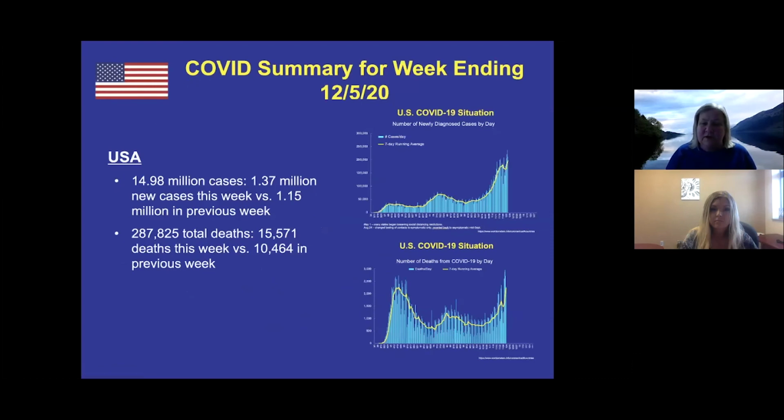The US, this is where we get into the ugly part of things. There have been close to 15 million cases, 1.37 million new cases this week, compared to 1.15 million in the previous week. There have been 287,000 total deaths, 15,000 this past week, compared to 10,000 in the previous week.